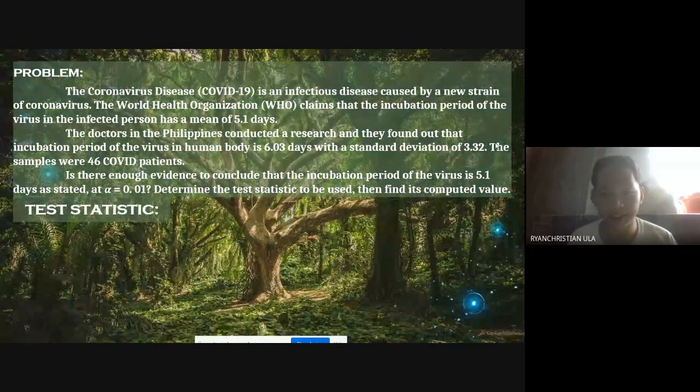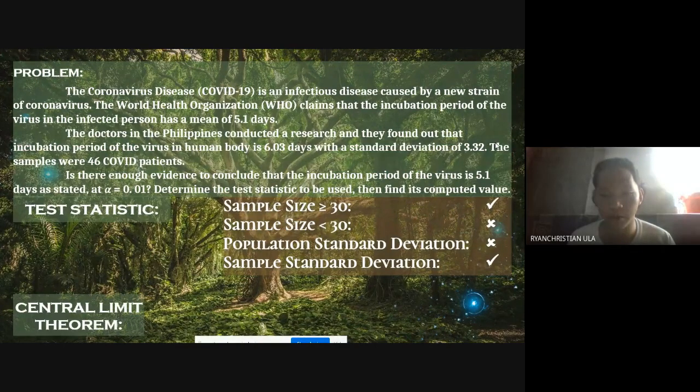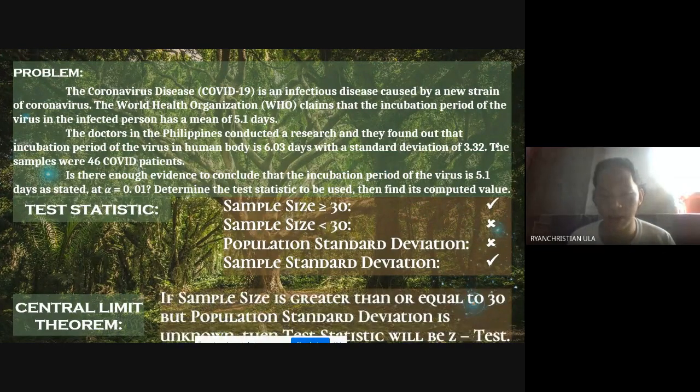The characteristics that have a check mark are sample size is greater than or equal to 30, and sample standard deviation is not. According to the central limit theorem, if sample size is greater than or equal to 30, but population standard deviation is unknown, then the test statistic will be z-test.